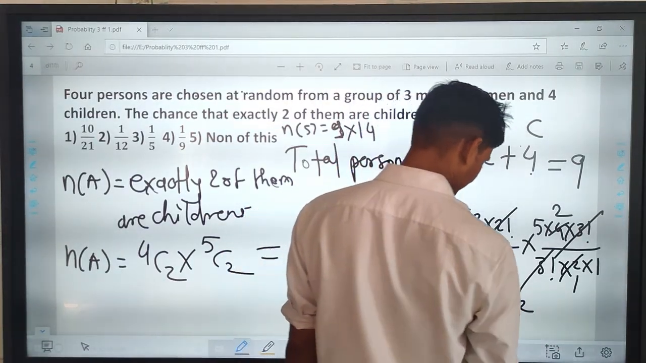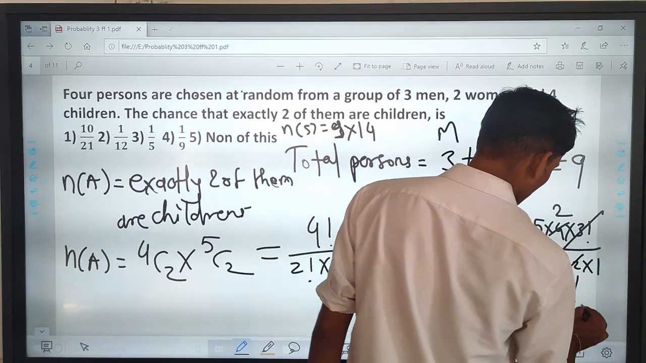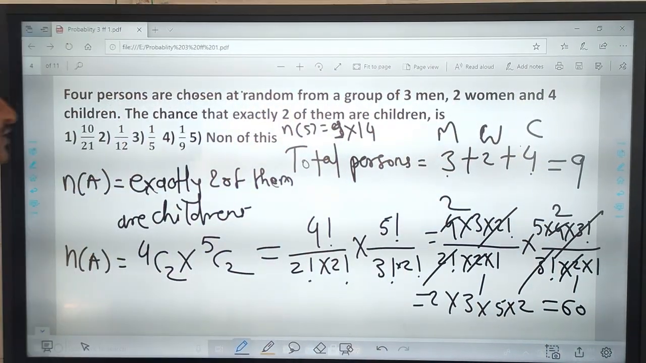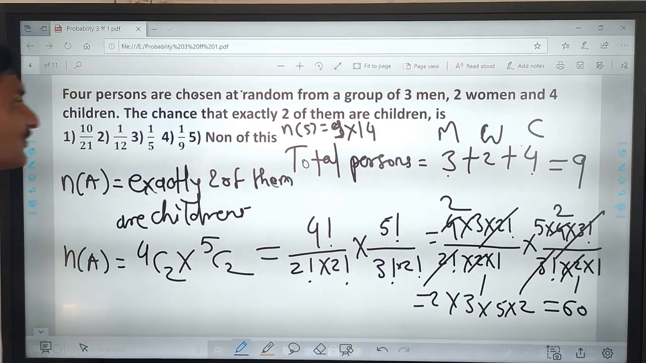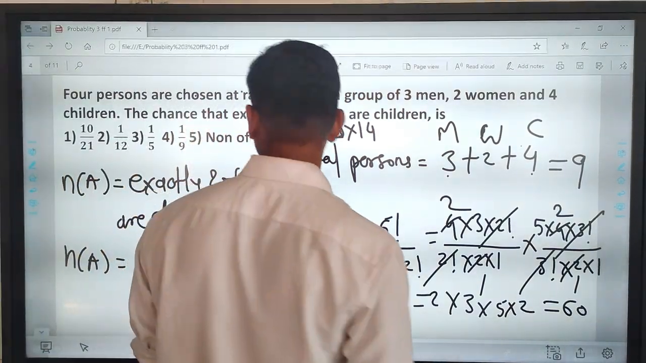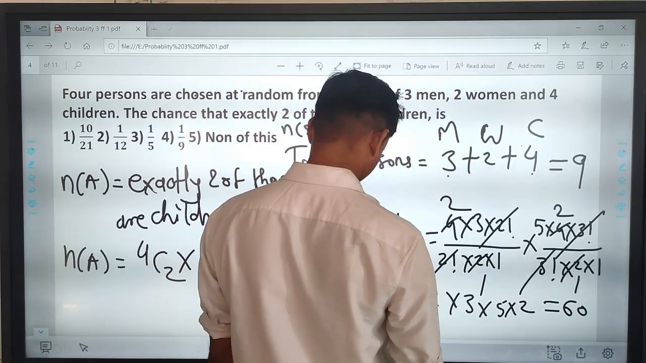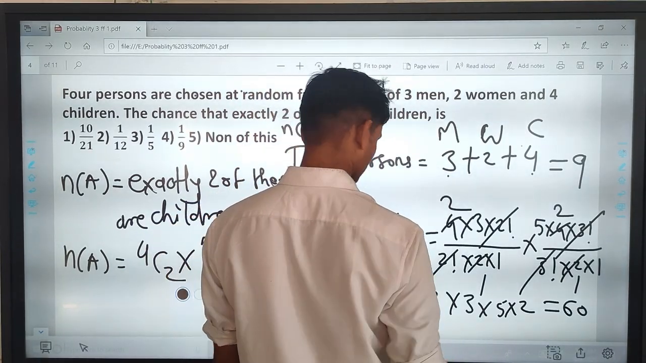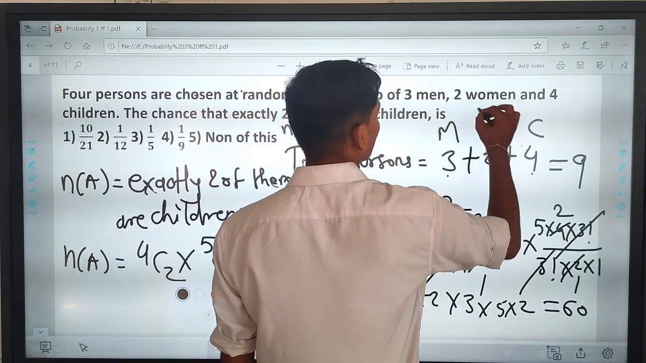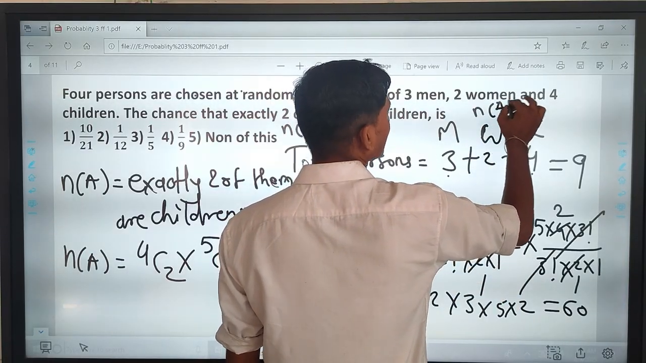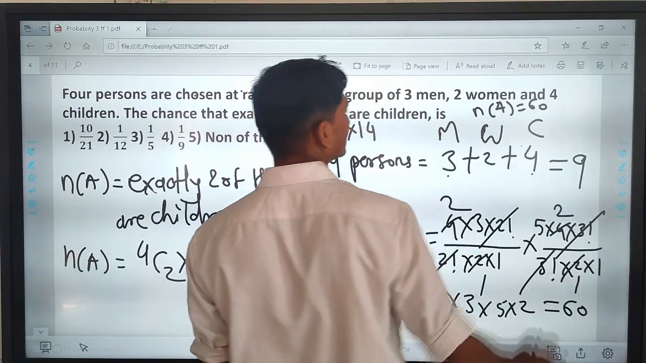Then 60. Then your n of A is equal to 60.